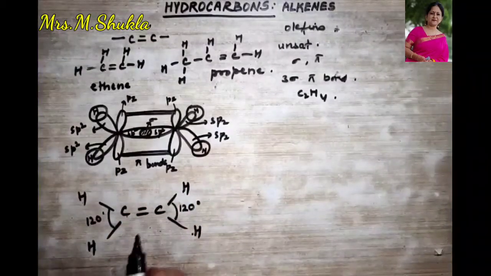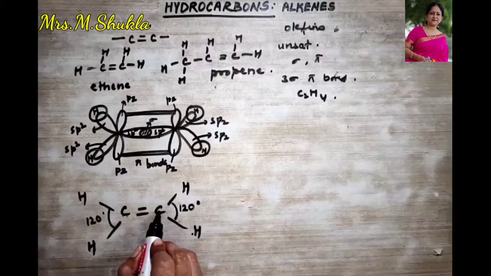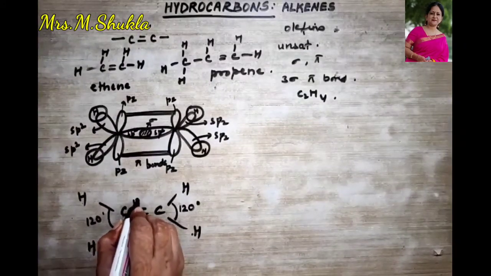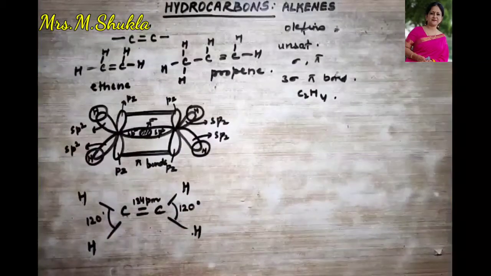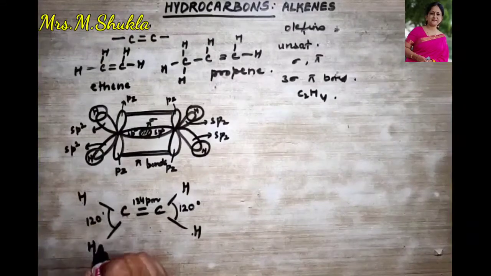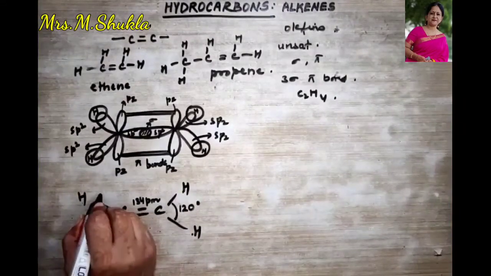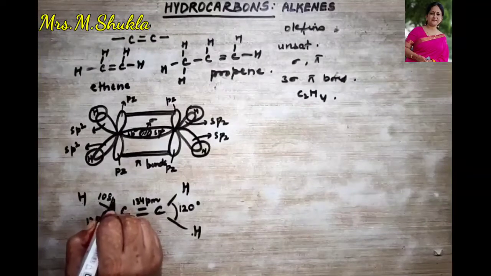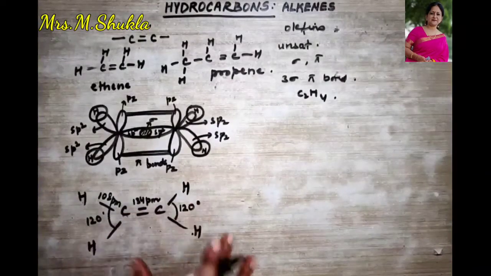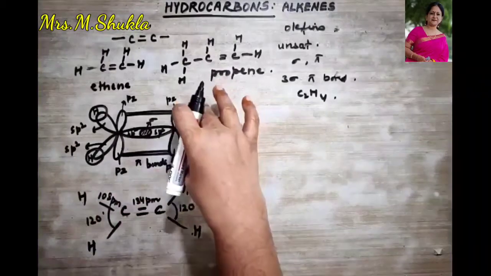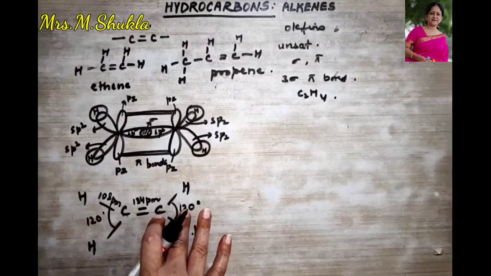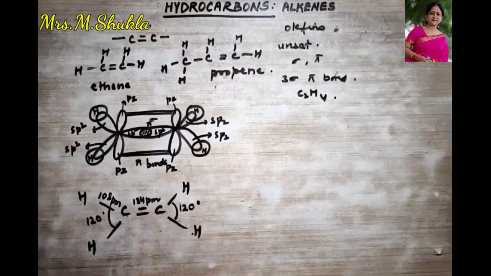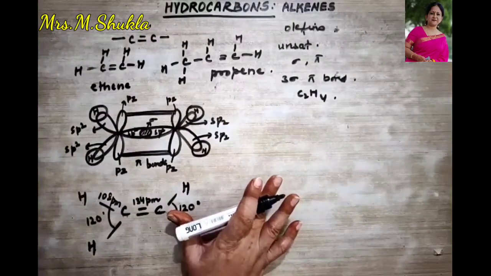Now let's look at carbon double bond carbon. Over here the bond length is 134 picometer, right? And the bond length of carbon and hydrogen is how much? 108 picometer. Clear? So all of this was the overlap of orbitals in the formation of ethene, and here I have shown you the bond angles and the bond lengths of the ethene molecule. I hope this is clear to all of you.